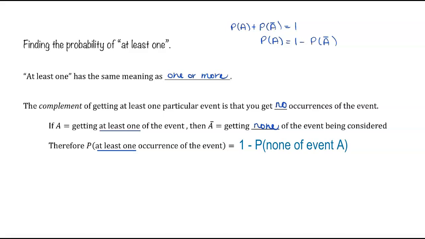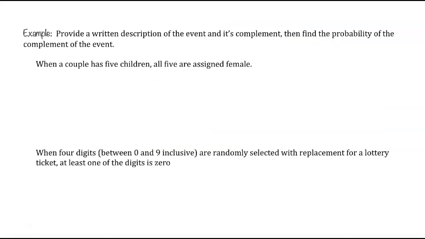It's often easier to calculate the probability of none than at least one. So we can use this relationship to help us calculate the probability for at least one. Let's take a look at some examples. For each of these events, we're going to write a written description of the event and its complement. Then we're going to find the probability of the complement of the event.